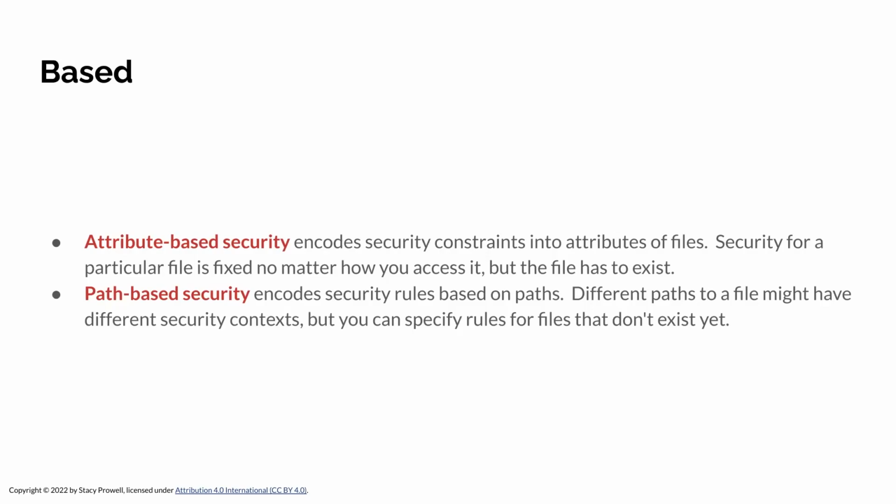Path-based security does it a little differently. It encodes the security rules based on paths. So different paths to a file might end up having different security contexts, but you can also specify rules for files that don't exist yet.